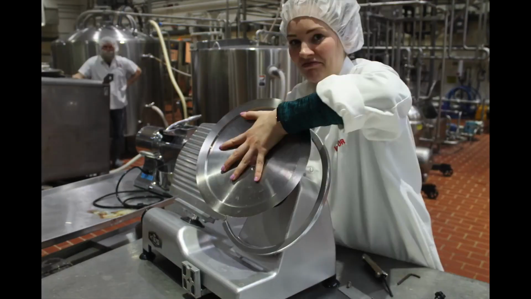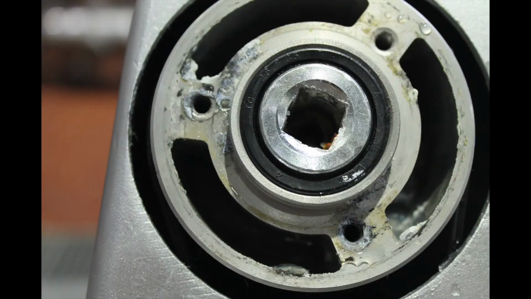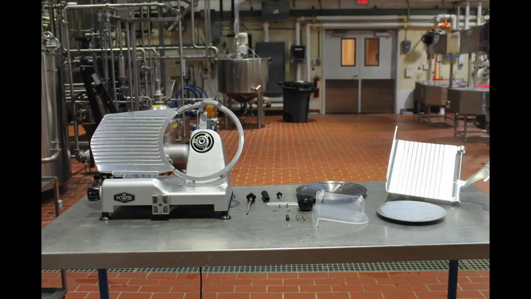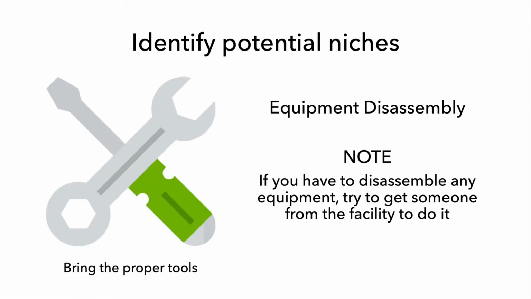You want to disassemble until you get to those hard-to-reach parts of the equipment that may harbor dirt and residue. When disassembling equipment, try to get someone from the facility to do it. Find personnel that routinely take apart the equipment so the disassembly can be done safely and fast. If you have to do it yourself, check your local health department policy, as you might be liable if anything breaks. If it is not against department policy to disassemble equipment, remember to bring the proper tools.